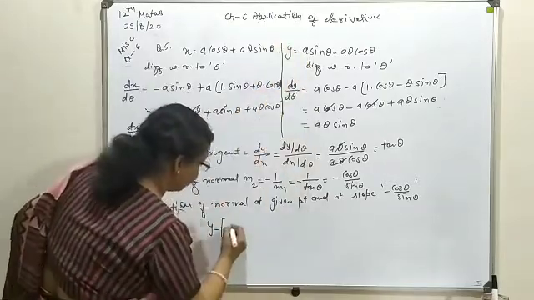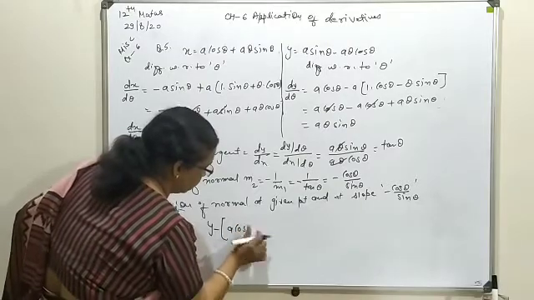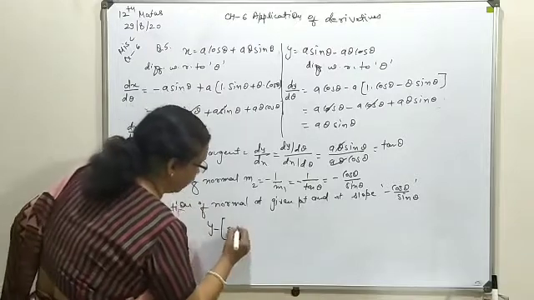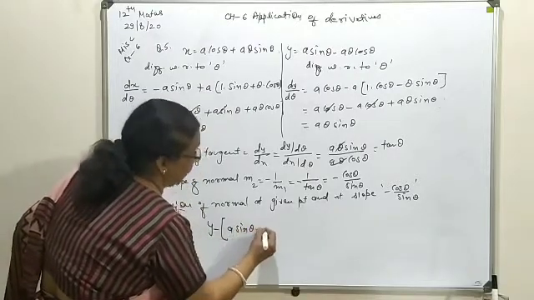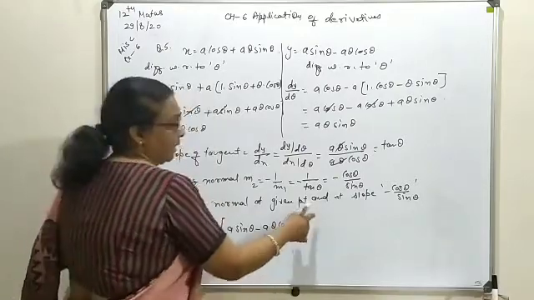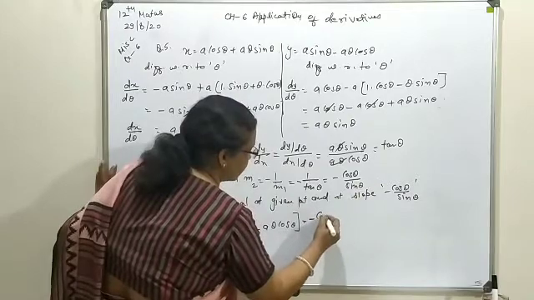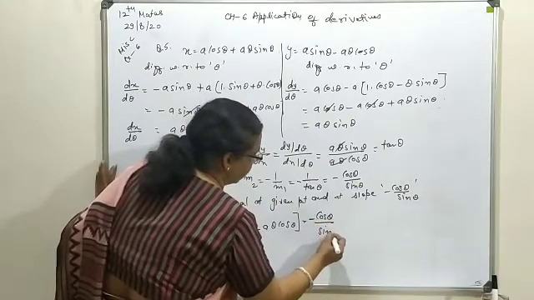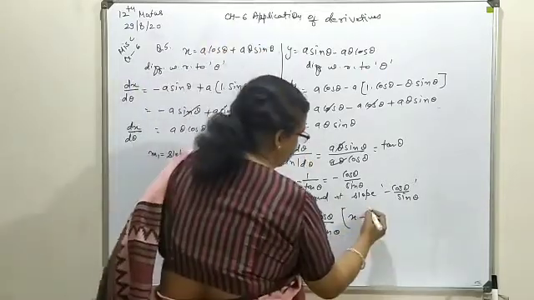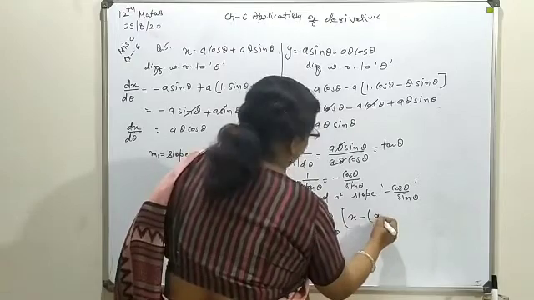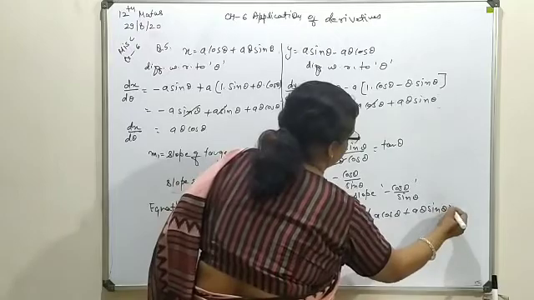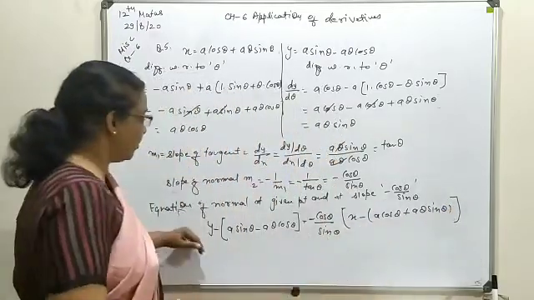Here you will write a sine of theta minus a theta cos of theta. Then the slope of the normal, minus cos of theta upon sine of theta. Then x minus x1. x1 means this whole one, that is a cos of theta plus a theta sine theta. So this way the equation of the normal you can write.